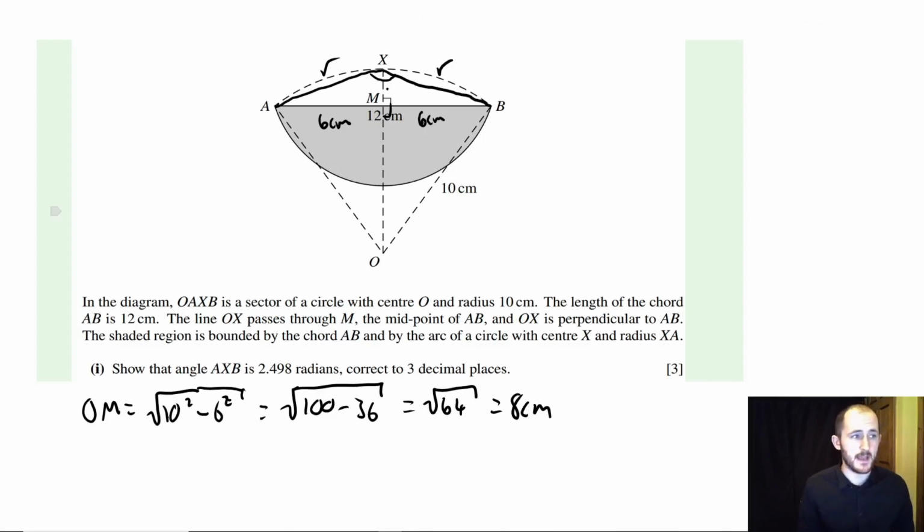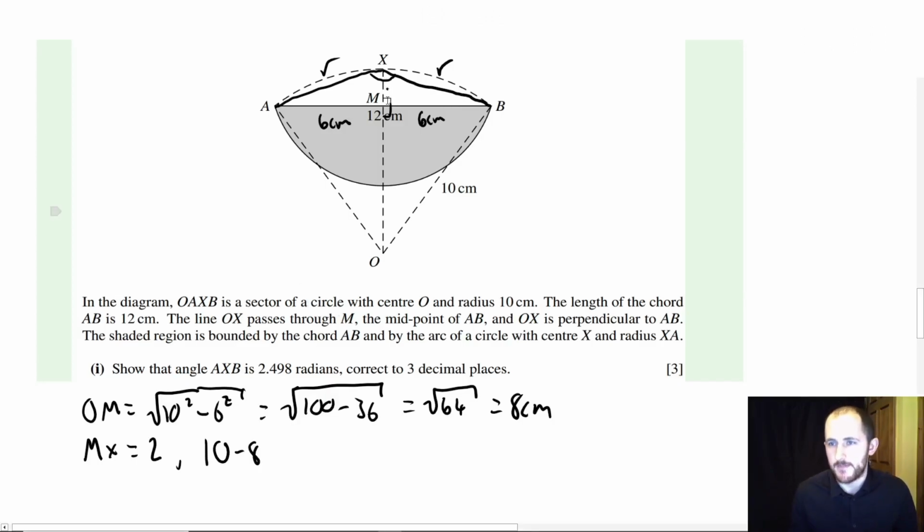So again, that means MX, or XM, whatever you want to call it, is equal to 2, right? And the way I got that is I did the full 10 from the radius minus 8. Okay? So we have that little 2, and we have a 6 here, and now we want to work out the angle. It's going to be quite simple. All we need to do is trigonometry.